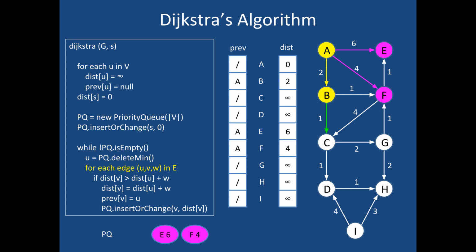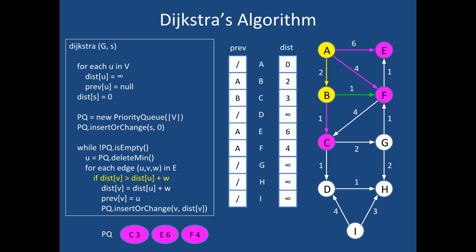So there's that one from B to C, and that's better. Infinity is greater than 3, because we know how to get to B in 2, and then we can go from B to C in 1. So we're going to update. I got kind of lost here. Okay, so C goes on the queue, and C gets updated in the distance and previous arrays.